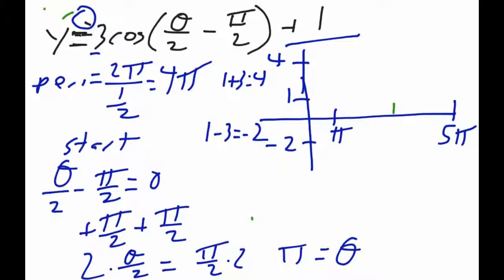What is right in the middle of pi and 5 pi? 3 pi. What's in the middle of pi and 3 pi? 2 pi. In the middle of 3 pi and 5 pi is 4 pi. Because we have a negative and we have a cosine, I'm going to start at the bottom, which starts at pi and negative 2. Works our way up to the top when we're in the middle. And then back down to 5 pi and negative 2 to complete the cycle. So here are 4 examples.